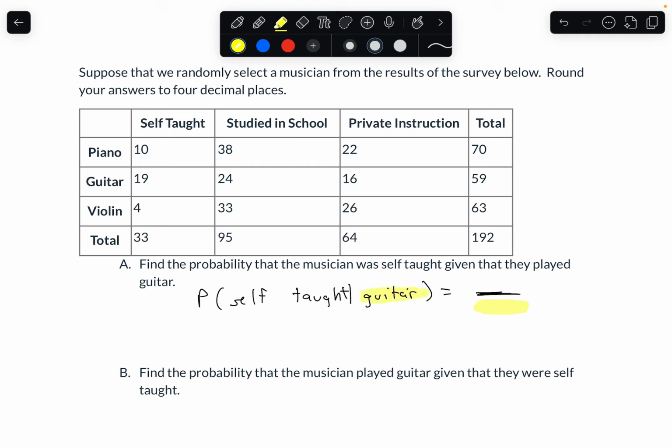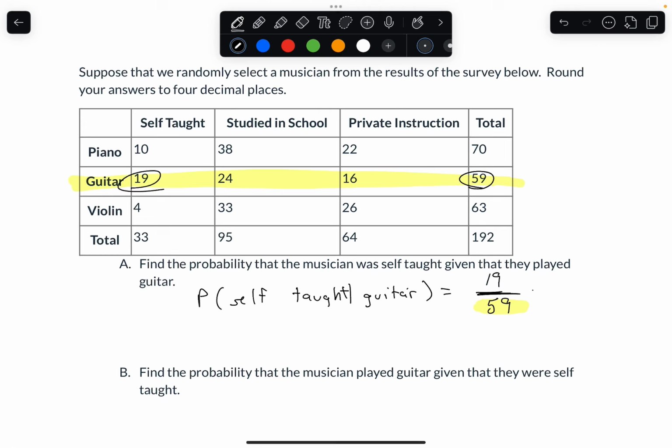So I know that the individual that I have selected plays guitar, which means I am only looking at this highlighted row right here. I can ignore everything else in this table for this part of my problem, because I know I'm only considering the guitar players. Of those, I have 59 guitar players, and of those 59 guitar players, 19 of them were self-taught. So 19 out of 59 gives me 0.3220 if I round to 4 decimal places.